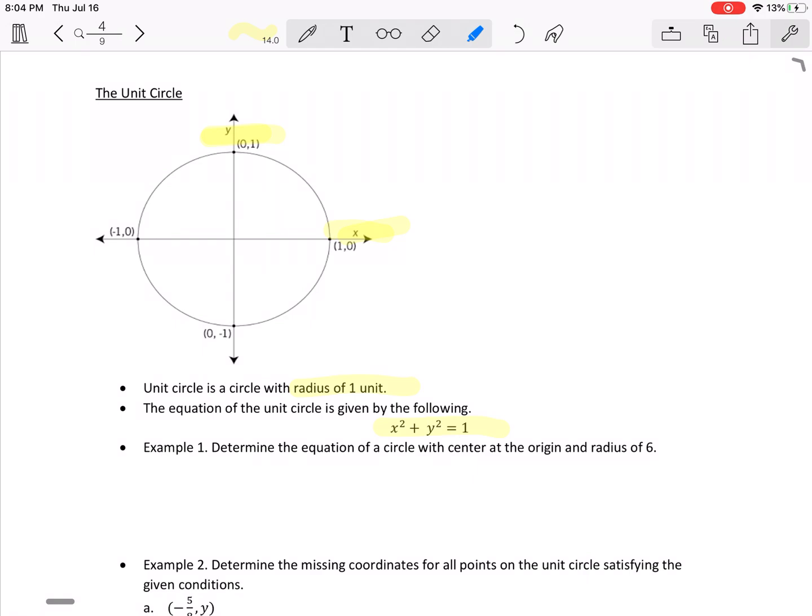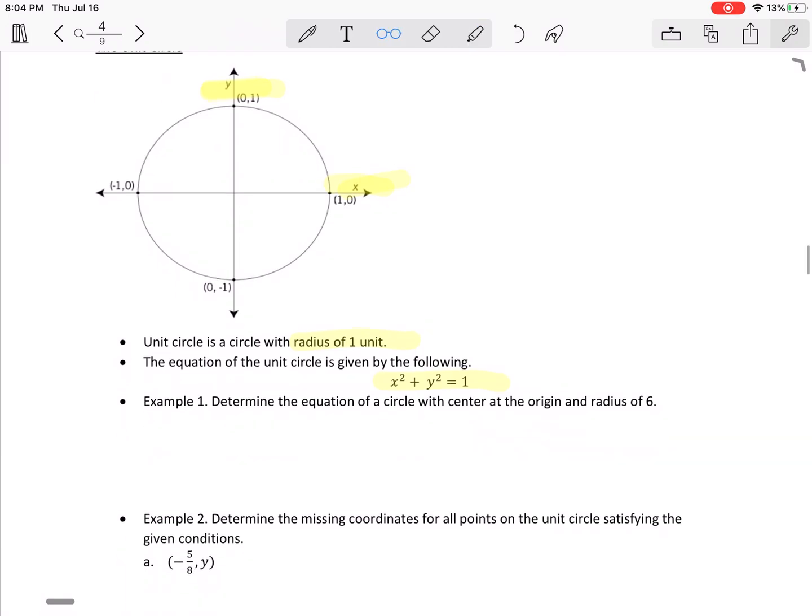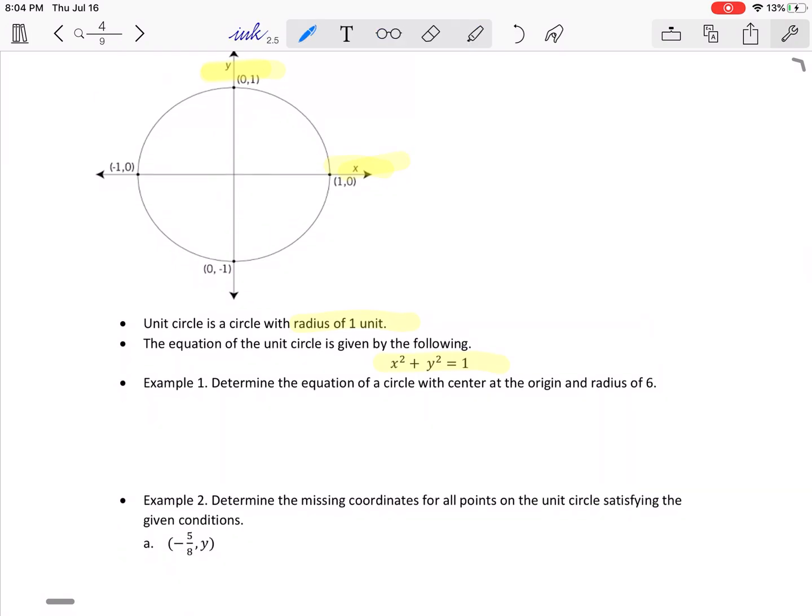Determine the equation of a circle with center at the origin of radius 6. So that would just be an alteration of the unit circle. So here what you'd have is x squared plus y squared equal to 6 squared. And so this would be x squared plus y squared equals 36. Okay, so that's what the unit circle is doing, except it's with the radius of 1.